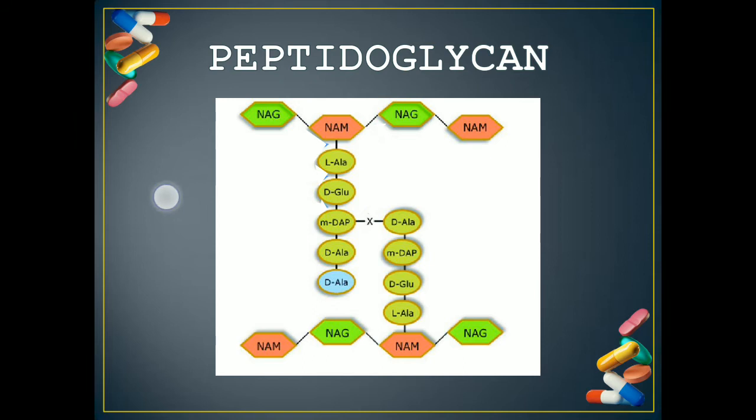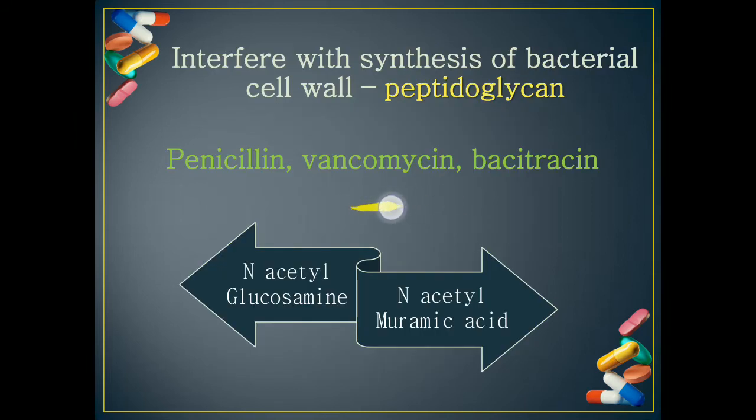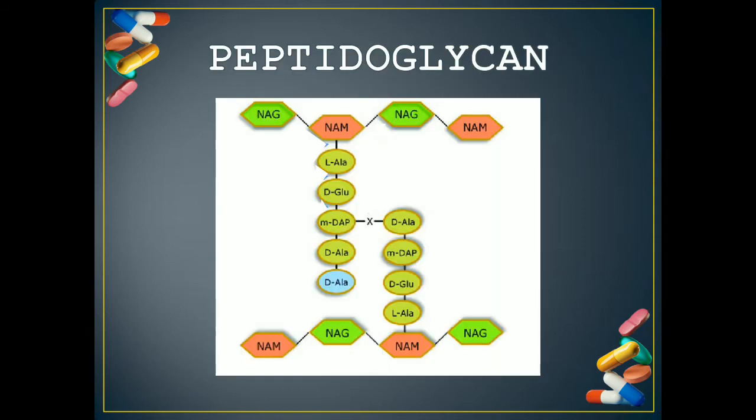Then we have antibiotics such as vancomycin. Vancomycin inhibits the reaction itself. It binds to the peptide chain, that is to this peptide chain, due to which again this cross-linking cannot happen because the cross-linking is getting blocked. So penicillins and even vancomycin are blocking the formation of the cross-link.